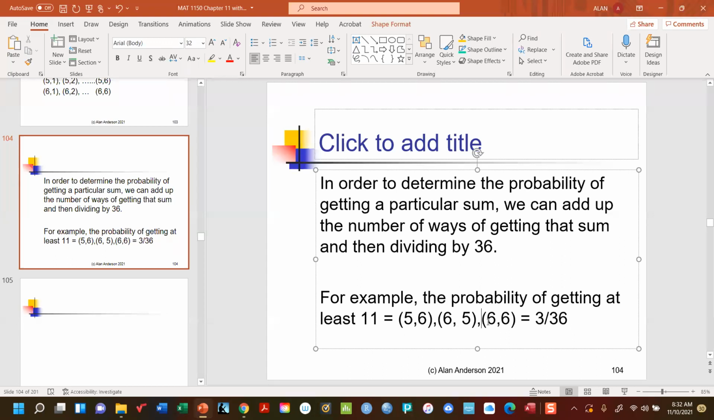So all of the different sums that you could create with 2 dice, we can easily calculate their probabilities by counting up how many ways we can get that sum and then dividing by the grand total, which is 36. 36 different ways of rolling the dice.